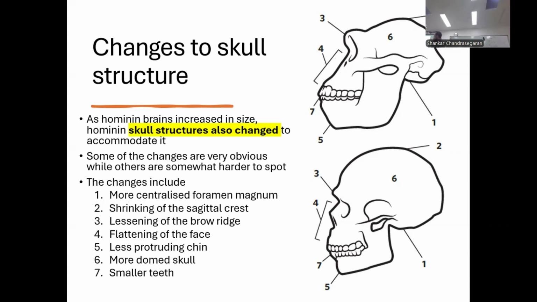Next is the flattening of the face, which you can see compared to the other one. Less prominent chin, less protruding chin. And number 6, a more domed skull. So the shape of the skull. With the genus Homo, you can see that the skull started to actually become more of a dome shape. And lastly, smaller teeth, right?